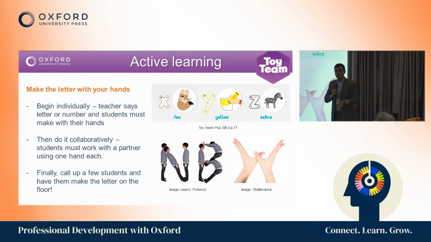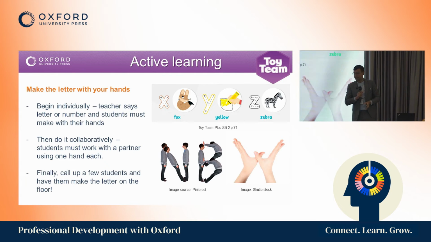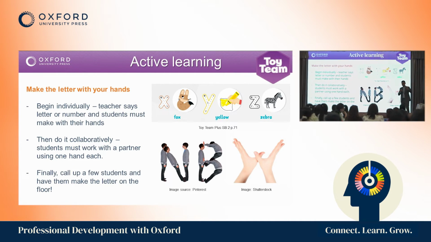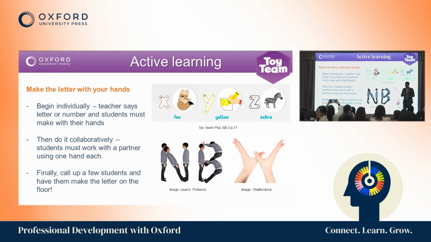make the letter on our bodies. So, I choose a few students. Depending on what the letter is, right? If it's an M, I probably have to choose 4. 1, 2, 3, 4.